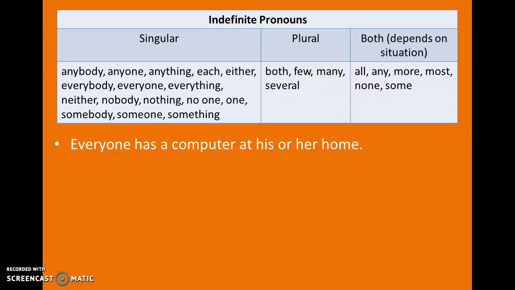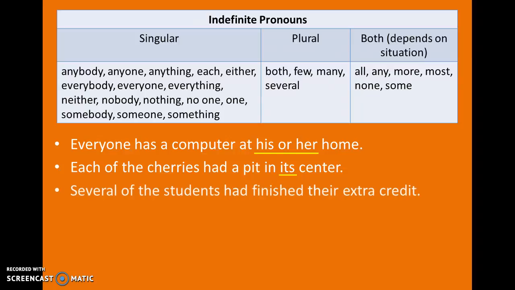So for example, if you were to say everyone has a computer at his or her house, you can see everyone is a singular indefinite pronoun, so therefore you would use his or her. In the next sentence, when it says each of the cherries has a pit in its center, again, each is a singular indefinite pronoun being used as the antecedent, so you would use another singular pronoun, which would be its. Now, if you were to say several of the students had finished their extra credit, you can see several is a plural pronoun, therefore you need another plural pronoun, which would be their.